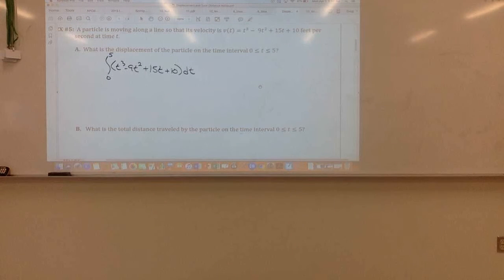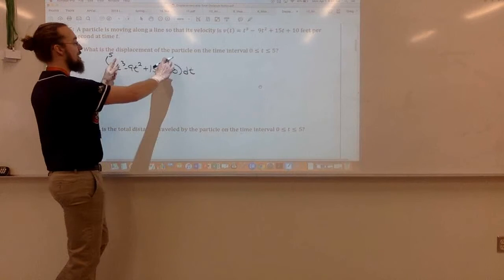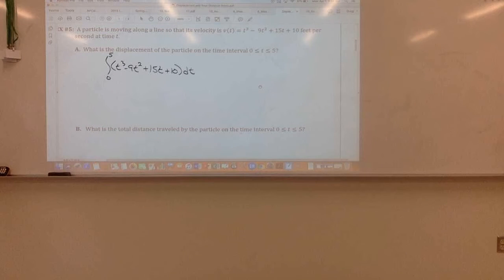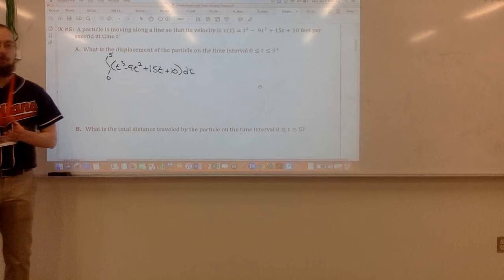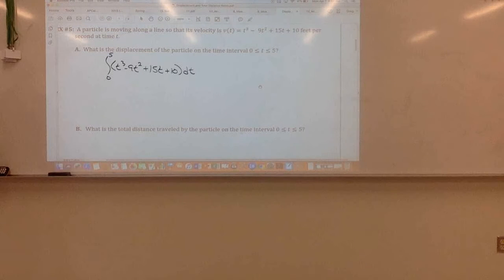So again, just to be a little nitpicky, don't forget your dt. And when we write the integral, we need to show that that dt is being multiplied by the entire function. They will dock you points on the AP test for not writing that correctly. So make sure that we're writing our dt and showing it's being multiplied by the function.